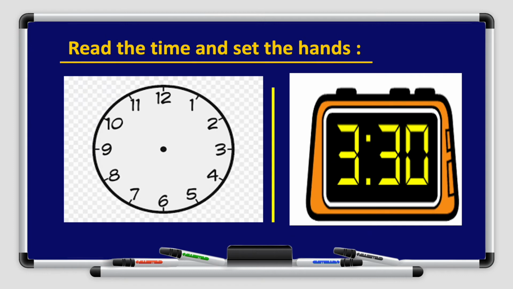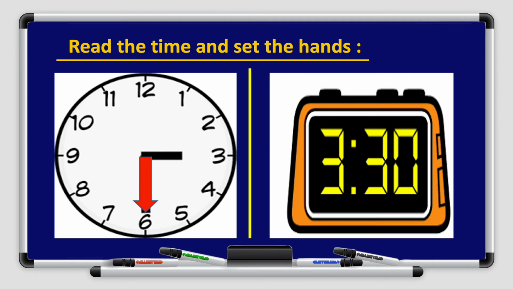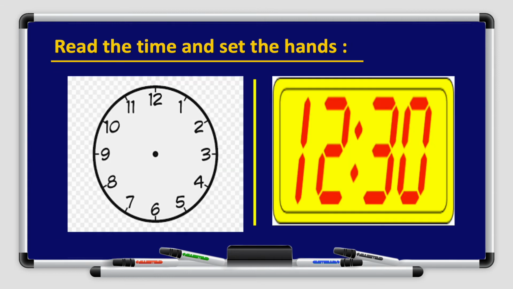What about this picture? What do you think? What is the time? It is 3:30. So I will draw a short hand on number 3 and a long hand on number 6. It's 3:30.